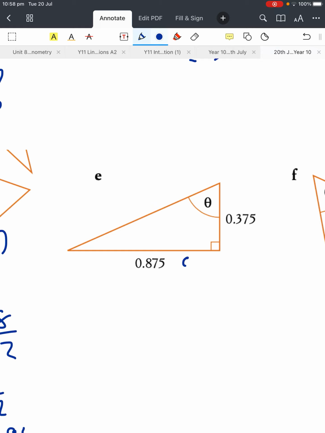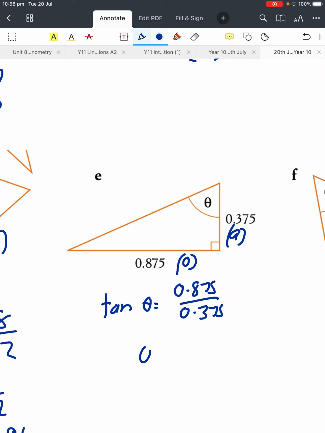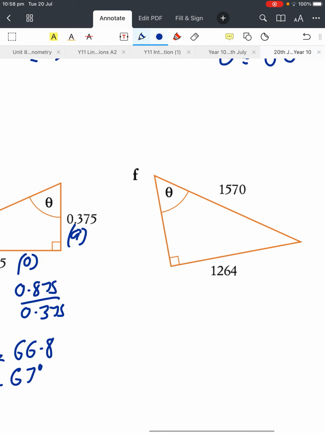Okay, so I'll just do the question. This is the opposite, this is the adjacent. So this is a tan question. Tan theta equals opposite over adjacent. I won't write out the next line, but just remember to press shift, then tan, fraction button, 0.875, scroll down, 0.375, scroll across, close the brackets, and we get 66.8. To the nearest degree, that would be 67 degrees.